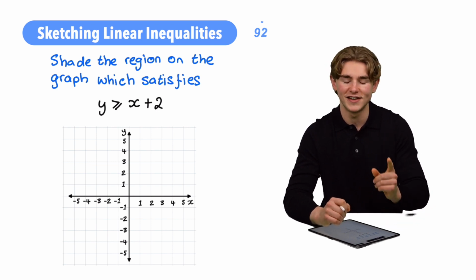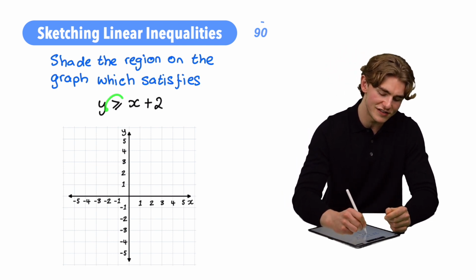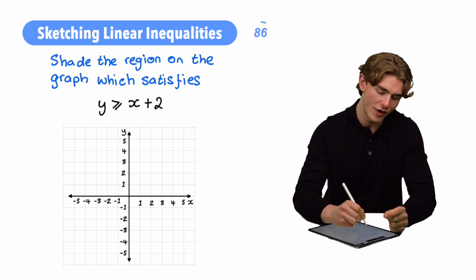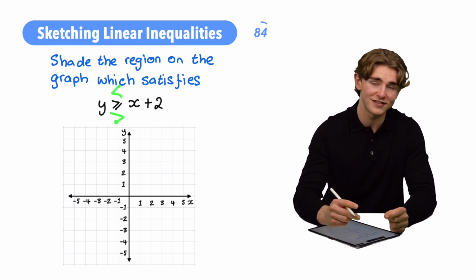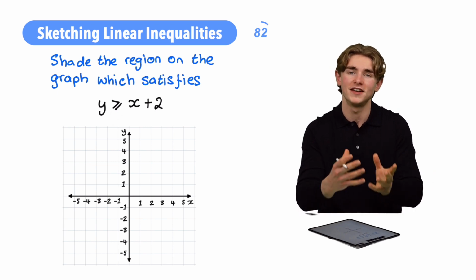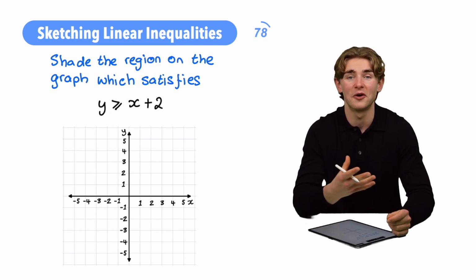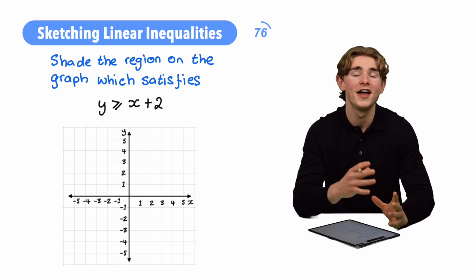The first thing is that if we have an or equal to sign, like in this example, we use a regular line. But if we don't have the or equal to sign, so if we just had a less than or a greater than sign, we would use a dotted line instead of a regular line. And then the second thing that we're going to make sure is that we shade the correct region of the graph, which I'll talk about towards the back end.